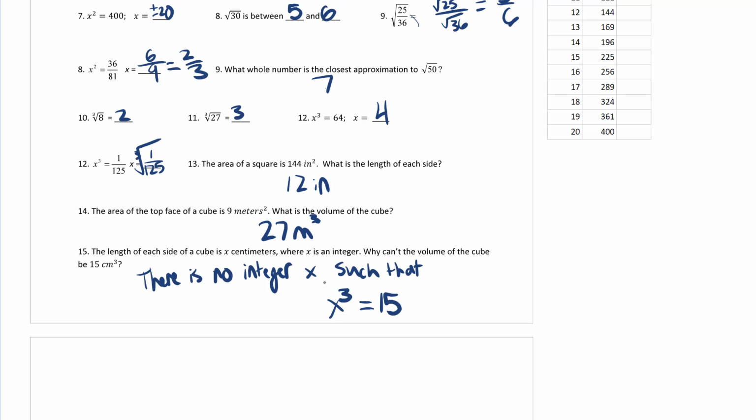Notice that this is possible if x is a real number. It's definitely possible. But if x is an integer, which are countable whole positive or negative numbers, denoted by this German letter Z, if you remember, this is not possible.